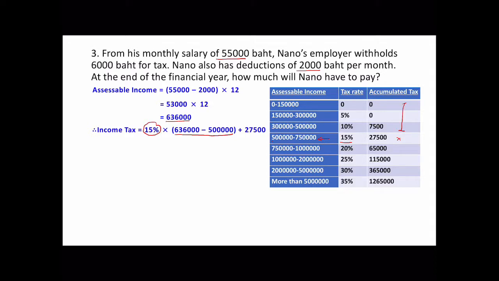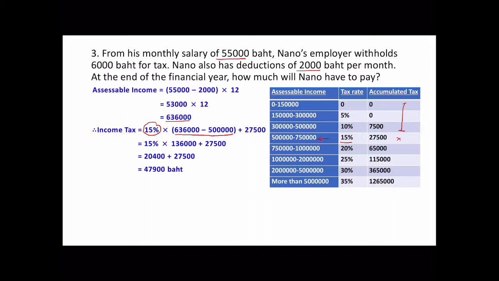Okay, so calculate his tax. He should have paid 15% of 136,000 plus 27,500. So 15% of 136,000 is 20,400. So he should have paid 47,900 baht. That's how much he should have paid in tax.